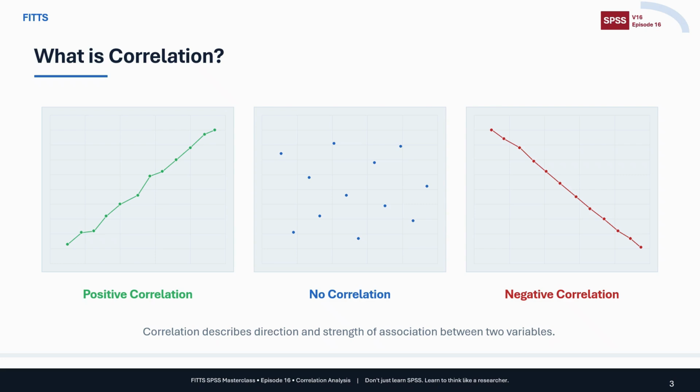Correlation measures the relationship between two variables. A positive correlation means both variables increase together, and a negative correlation means one variable increases while the other decreases.